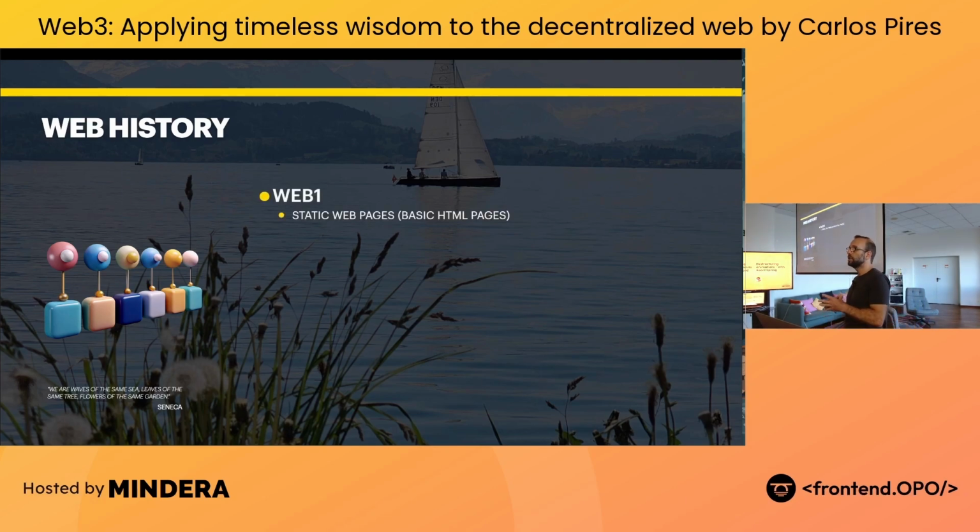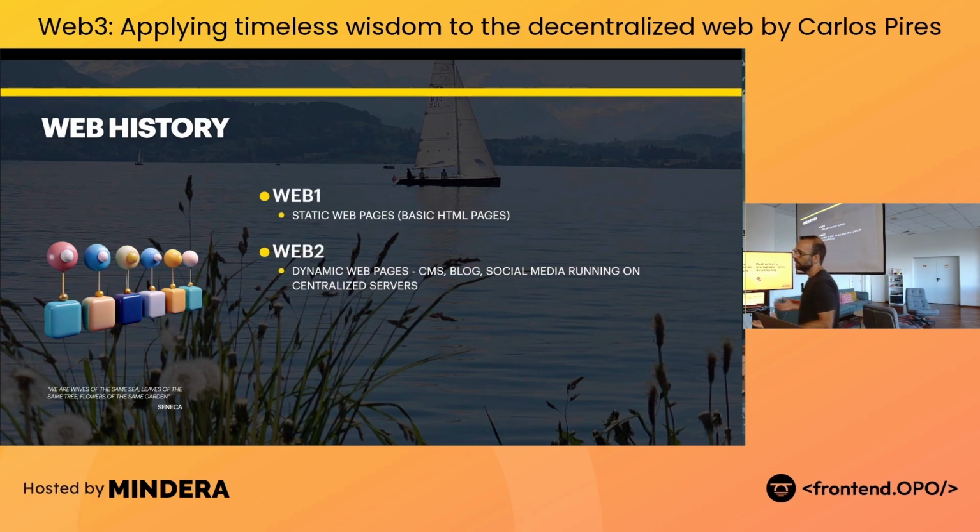We have these divisions. Web 1 is the beginning of the web, where we have very simple web pages, basically pages with hyperlinks that connect one page to the other. Basically, very, very basic static web pages. Then we have Web 2, where we start to have dynamically generated content, CMS, blogs, social media, and so on and so forth. And they were all hosted in centralized servers.